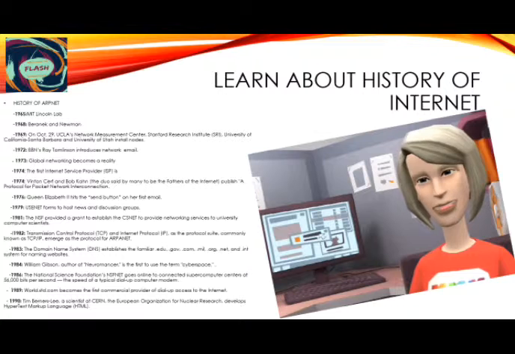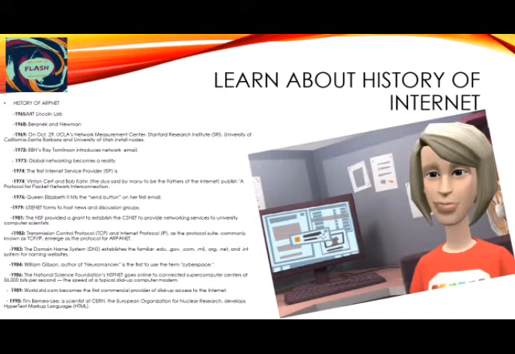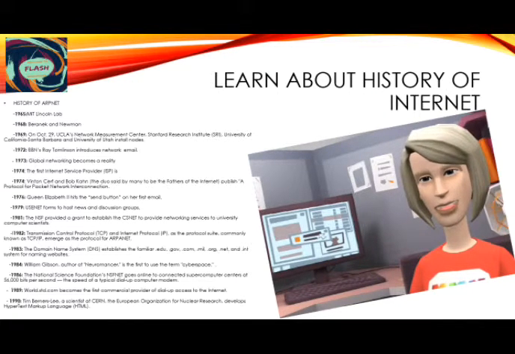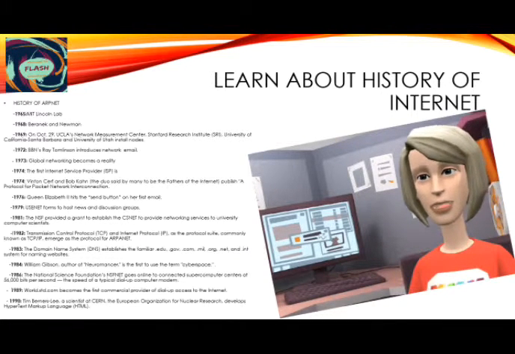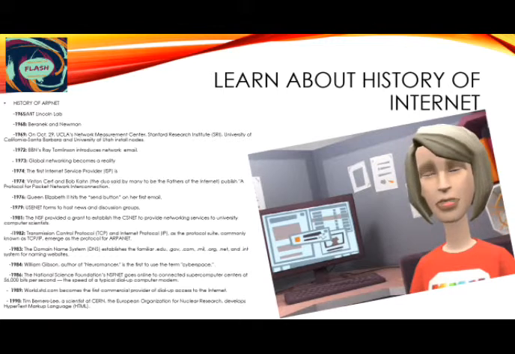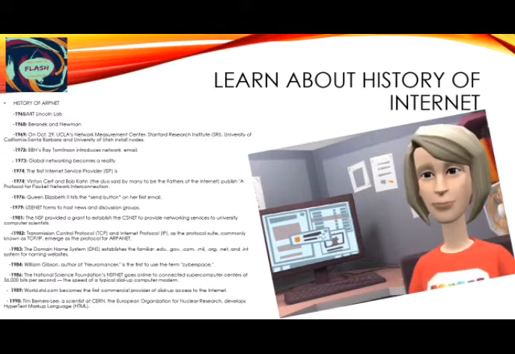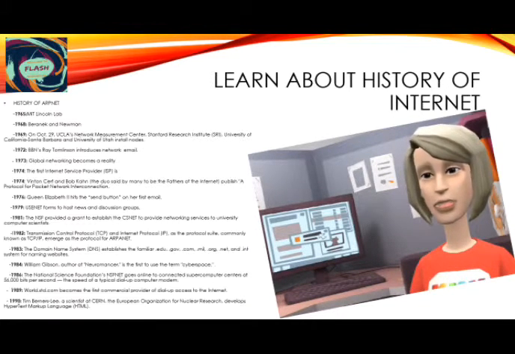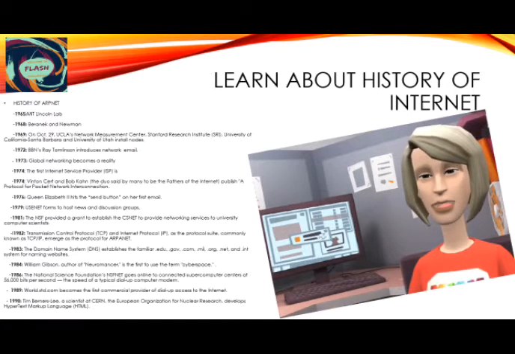In 1987, the number of hosts on the Internet exceeds 20,000. Cisco ships its first router. In 1989, World.std.com becomes the first commercial provider of dial-up access to the Internet. In 1990, Tim Berners-Lee, a scientist at CERN, the European Organization for Nuclear Research, develops hypertext markup language, HTML. This technology continues to have a large impact on how we navigate and view the Internet today.